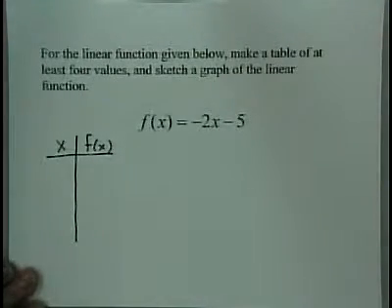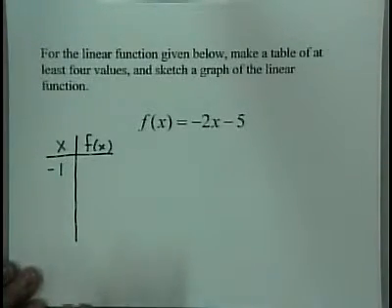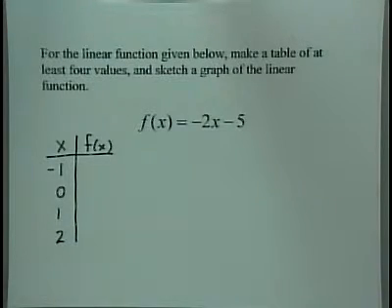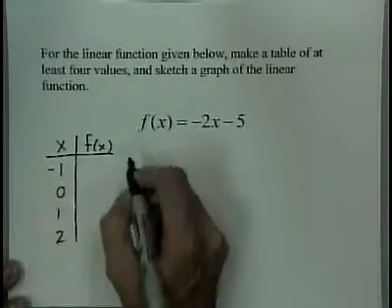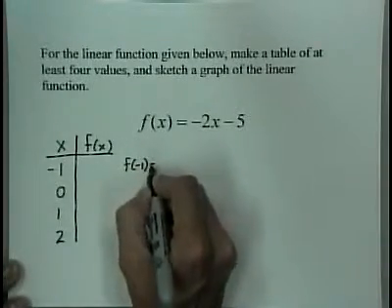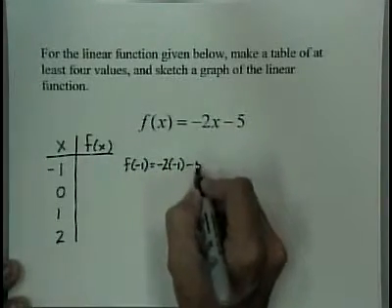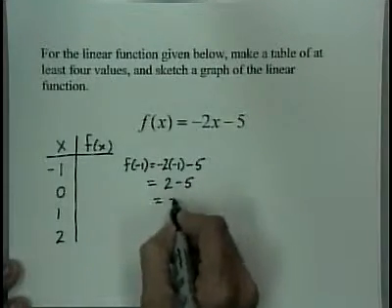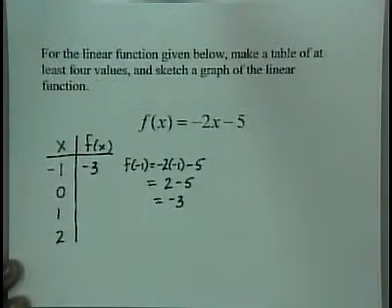You can use whatever you want. It's usually a good idea to use at least one negative. Let's use -1. And 0 is always a nice convenient value to use. Other than that, I'll pick 2 other x values. To fill out my table, I first find f of -1, which according to the function is -2 times -1 minus 5, or 2 minus 5, which is -3. So f of -1 is -3.